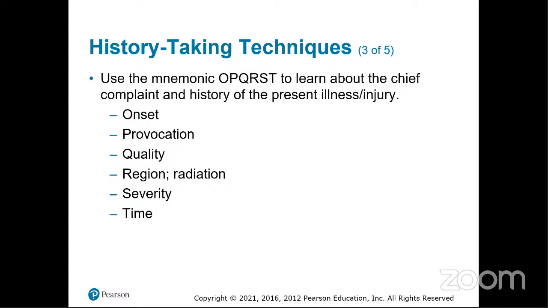Okay. So quality, describe the pain. Is it sharp? Is it dull? R is the region of radiating, is it radiating to another part of your body. Severity is the scale of 1 to 10, right? And then time is how long has it been going on.